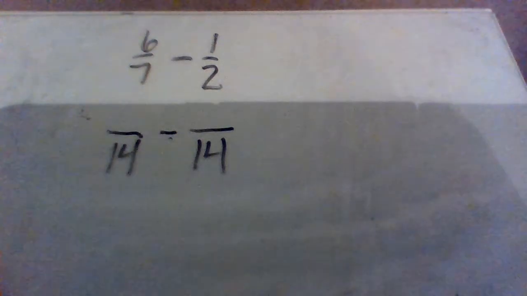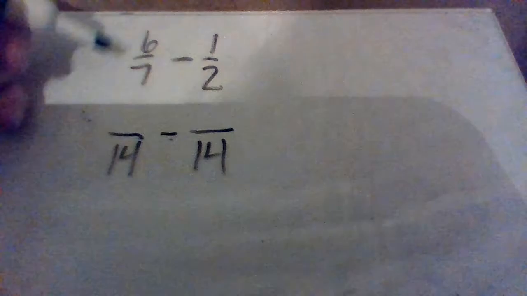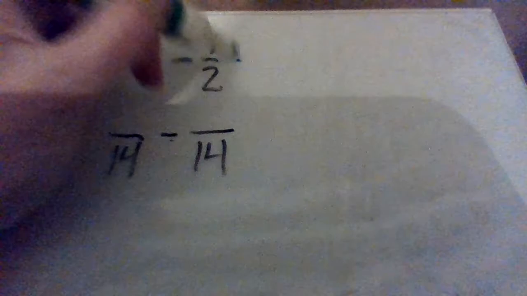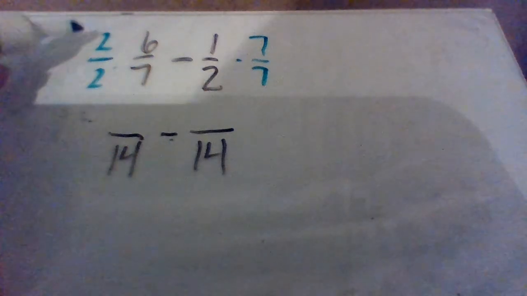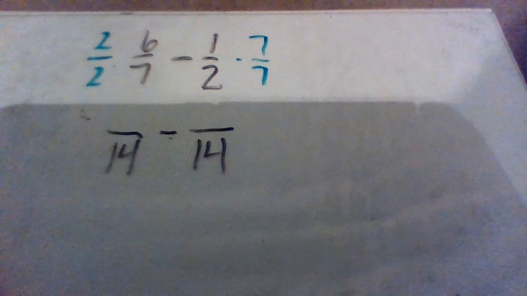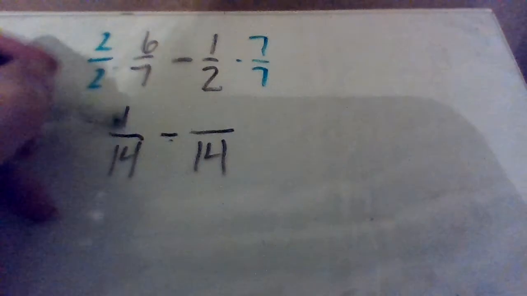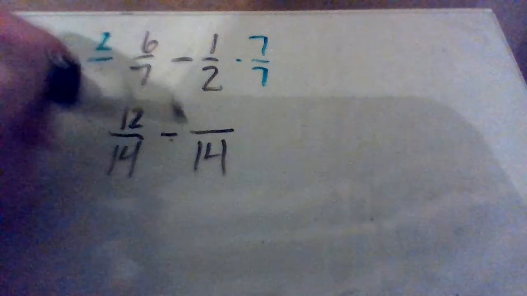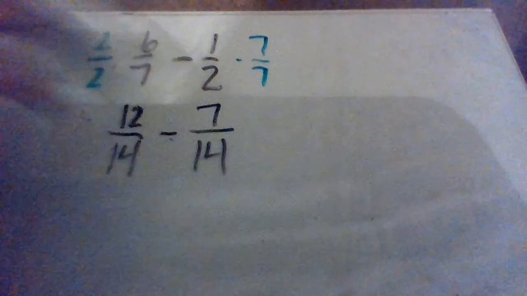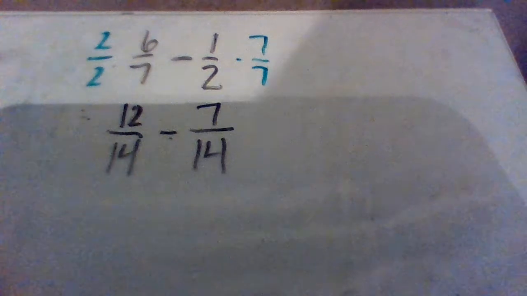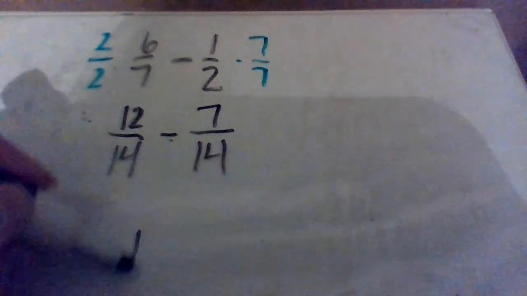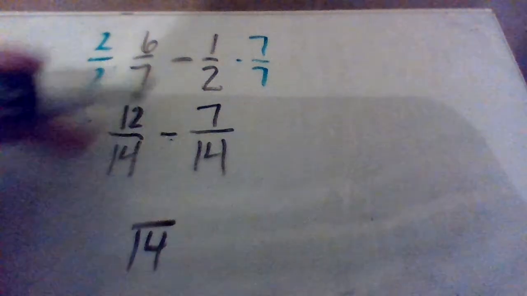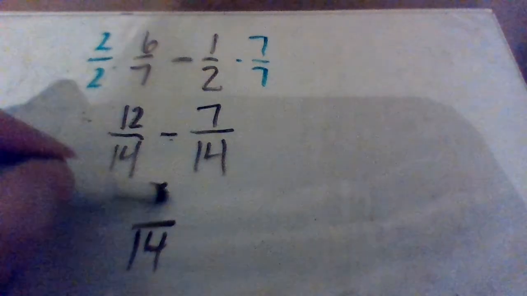And in order for me to have gotten there, I did 7 times 2. So I'm going to do the same thing to the top. And over here, I did times 7. So I'm going to do the same thing to the top. When I do that, 2 times 6 gives me 12. And 7 times 1, or 1 times 7, gives me 7, right? Because this is the same thing. It's just a larger version. We're scaling up. And then on this one, I keep my denominator the same. And I do 12 minus 7, and I end up with 5.